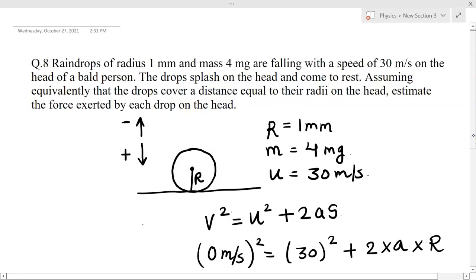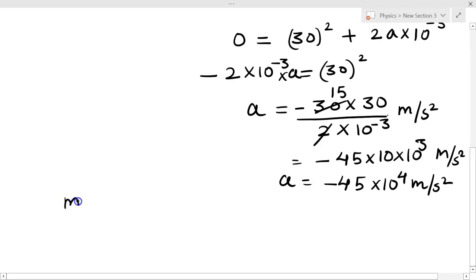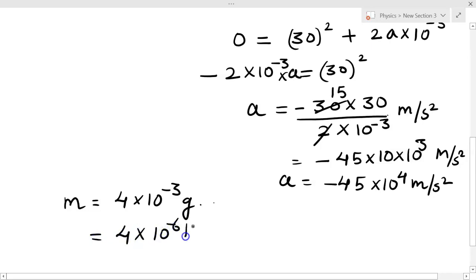Now the mass times the acceleration will give us the force. So the mass is 4 into 10 to the power minus 3 gram. 1 milligram is 10 to the power minus 3 gram. Now they are asking us to write the answer in terms of Newton, so I will convert again this gram into kilogram. So this is 4 into 10 to the power minus 6 kilogram. So this is the mass.